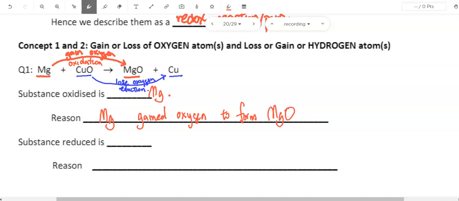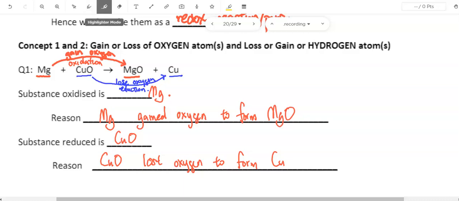What's the substance that's being reduced? The substance that's being reduced is actually CuO, copper oxide. So what's the reason? Because CuO lost oxygen to form Cu.